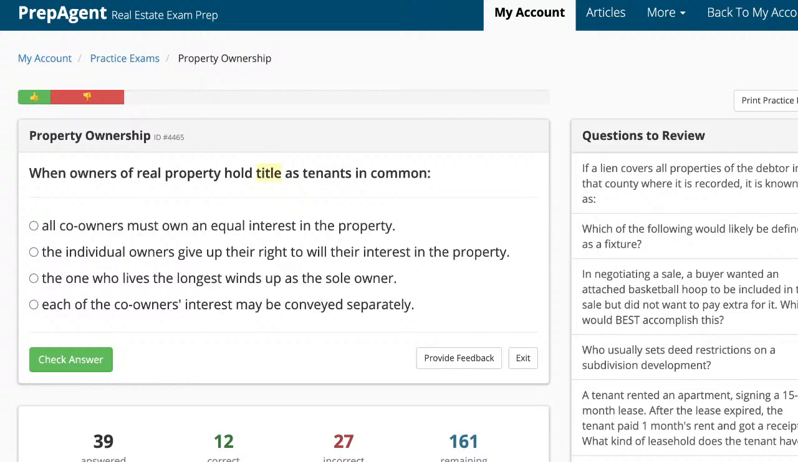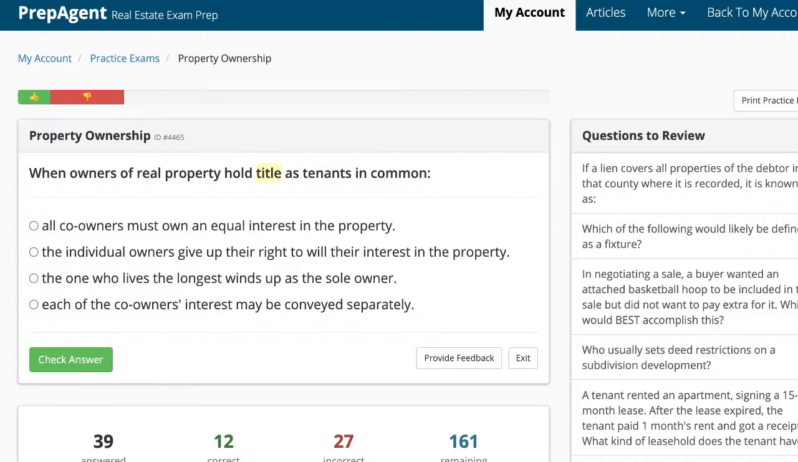Okay, next question. When owners of real property hold title as tenants in common, A, all co-owners must own an equal interest in the property. B, the individual owners give up their rights to will interest in the property. C, the one who lives the longest winds up the sole owner. And D, each of the co-owners' interests may be conveyed separately. Thanks, Megan. Totally taking your test for you now.